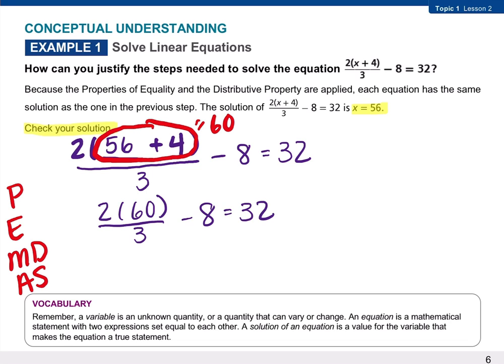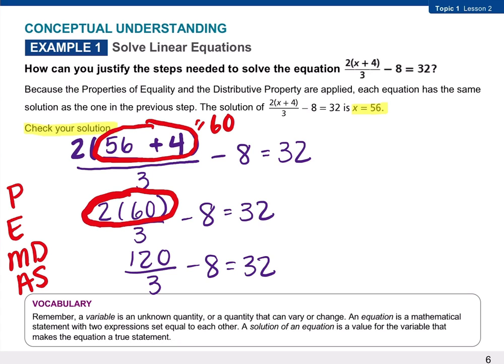Next is M. I don't have any exponents, so now is M, and I am multiplying 2 times 60, so next I'm going to do that. 2 times 60 is 120, divided by 3 minus 8 equals 32. I just keep copying down my entire equation. So now I'm going to snake up to the top because I'm running out of room.